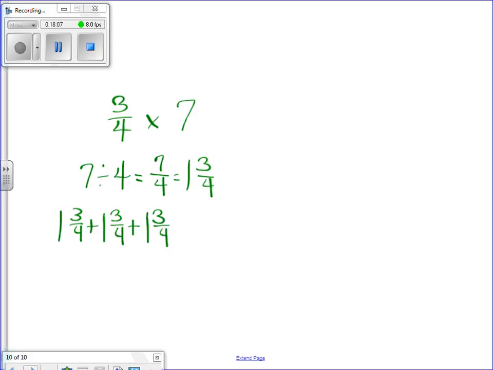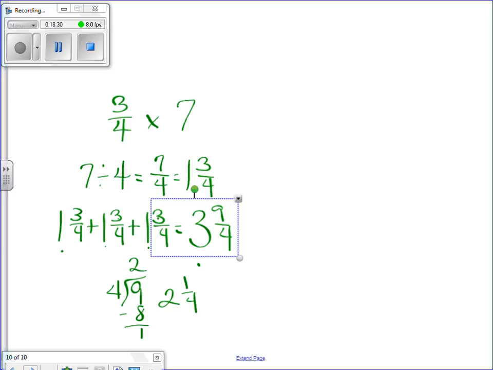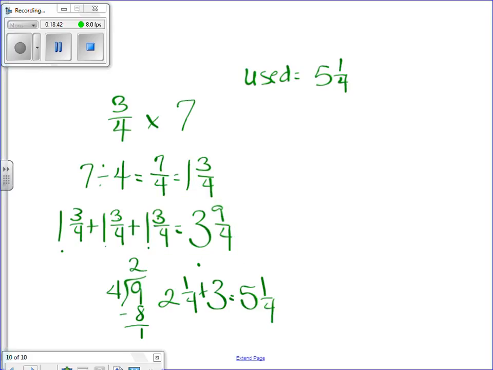Because I still have to do my numerator. So that becomes 1, 2, 3, 3, 6, 9. That's improper. I have to deal with that. 4 into 9, that's 2. 2 1/4. Plus the 3 that's right there equals 5 1/4. So he used 5 1/4. But that's not the only question. They want to know how many pounds of paint does the artist have left.